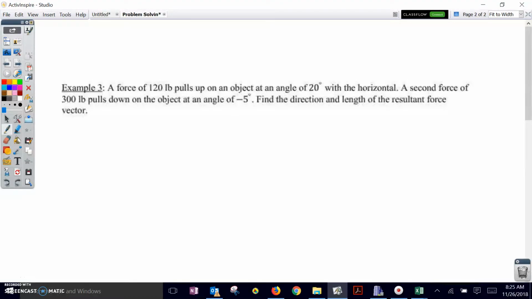Alright, welcome back everybody. In this video we're going to look at the last two examples from the problem solving with vectors lesson. Let's start here with example 3.